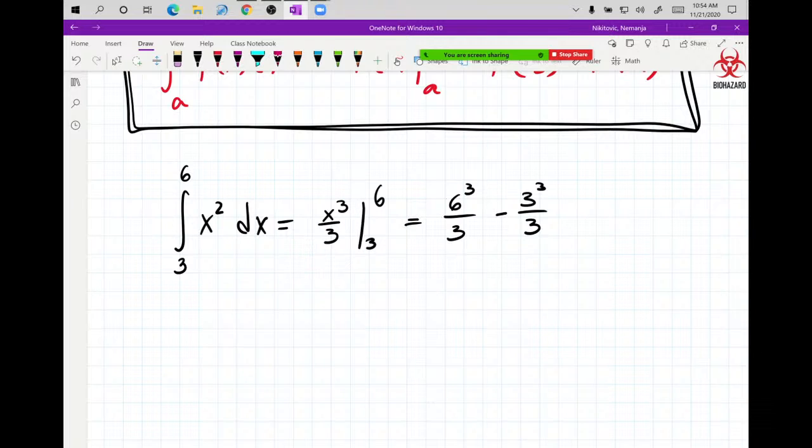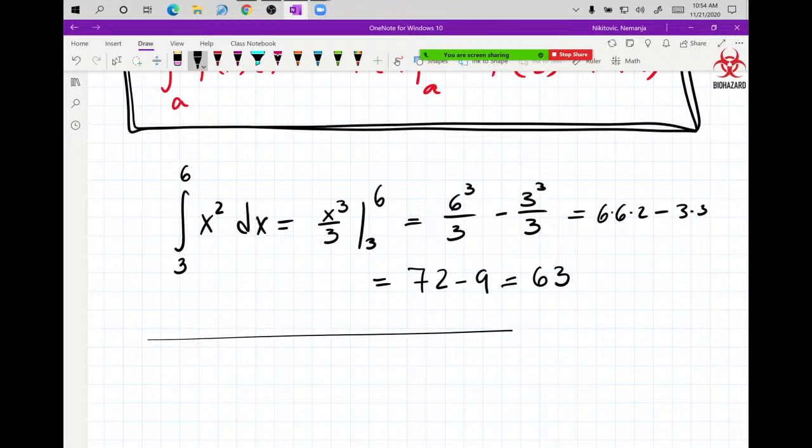Now, instead of computing all of this, you go and you say, okay, one of the 6's will cancel with the 3, so this is actually 6 times 6 times 2 minus 3 times 3. That's easier to think about that way. So that's 36 times 2, which is 72, minus 9. Right, which is 63. So it looks like 63.